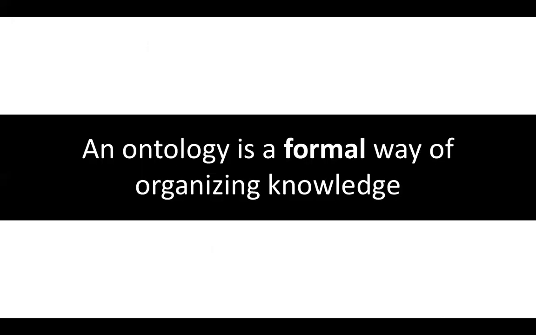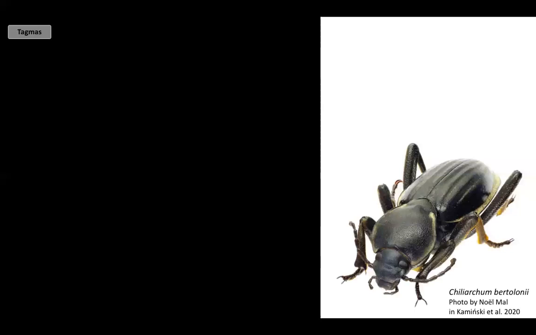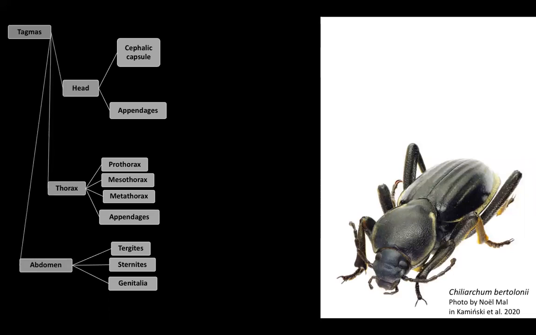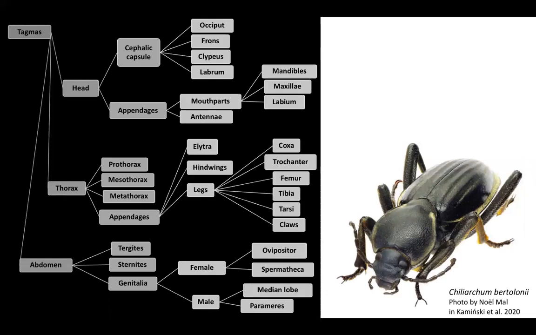Put simply, an ontology is a formal way of organizing information. When we say formal in this context, it means that information is organized and presented in such a way that it can be understood by humans, but also processable by machines. For example, when we think of the anatomy of a beetle, one of the ways to organize what we know about it is to think of the main divisions of the body or tagmata. Each of those tagmata is subdivided into different sections, which can be subdivided further and further.